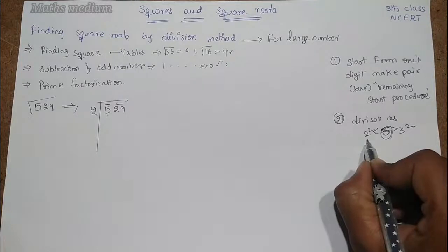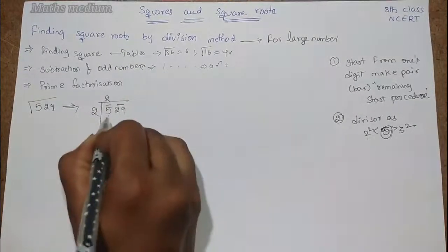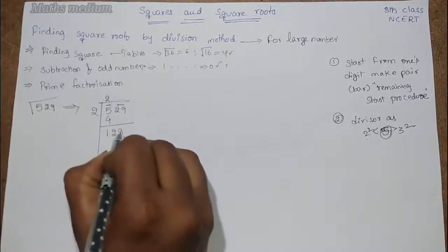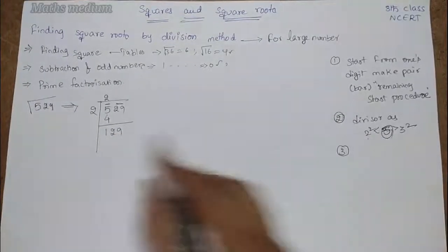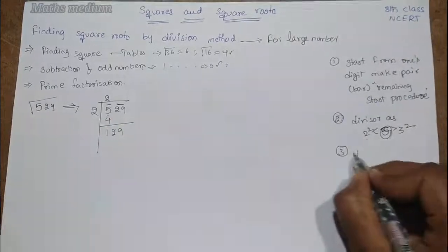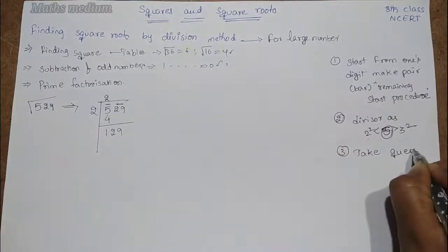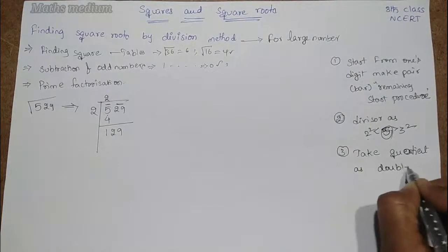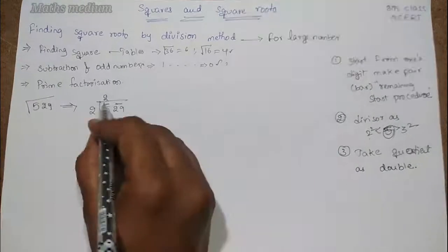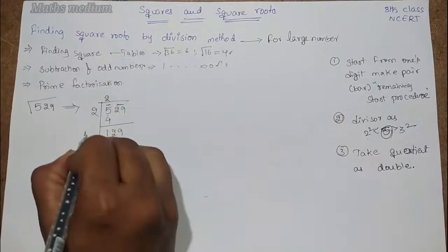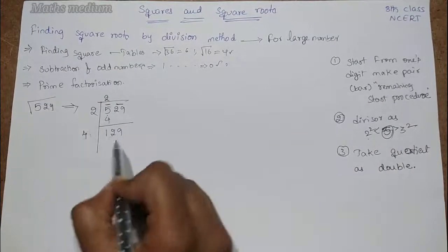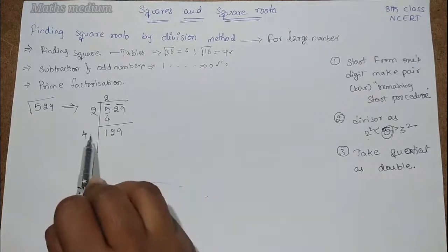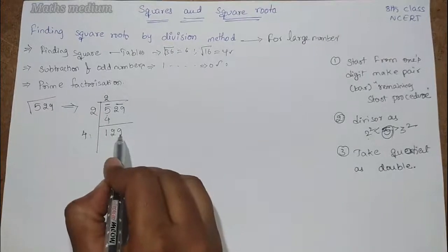If you use 2, 2 twos are 4. 1 is left and bring down 29, so 129. The third step is to take the quotient as double. Here take the 2 and double it, so 2 twos are 4. We leave a gap here, because 129 must be divisible by one number, that is the number here. So if you see, this is 9.